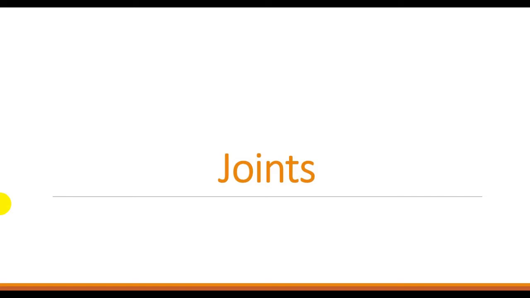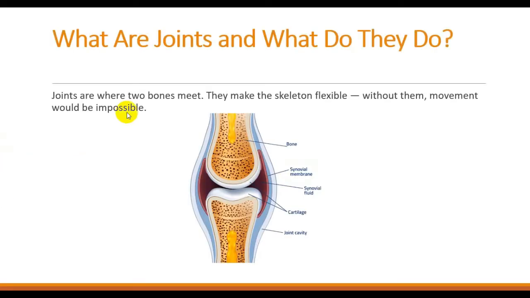The second part, joints. As a definition, we can say joints are where two bones meet. Whenever two bones are connected with each other, or just attached to each other, they are making joints. Joints make the skeleton flexible, and without joints movement would be impossible. Suppose your finger is made up of three bones, so that's why you can bend it and move it easily, and your fingers are flexible.